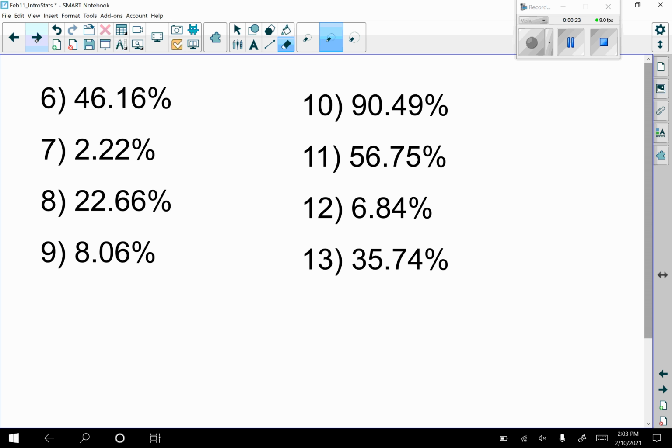And then here we're just using the calculator. Again, make sure that you sketch. I didn't include those here, but make sure you include the sketch of the standard normal distribution with the z-value plotted and the area shaded. And let me know if you have any questions on those.